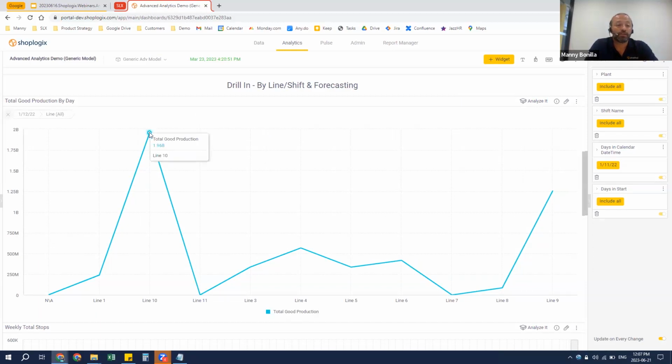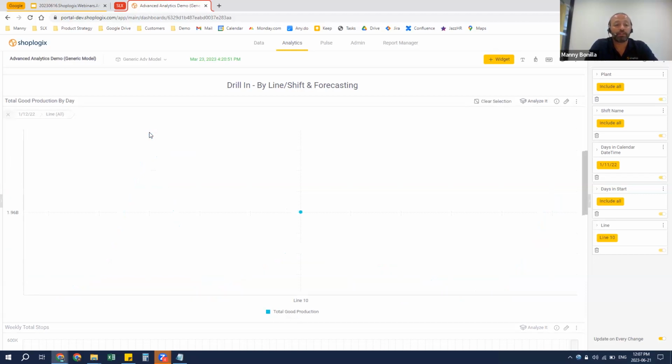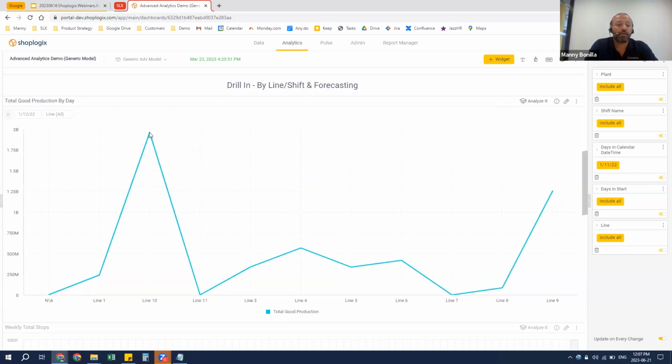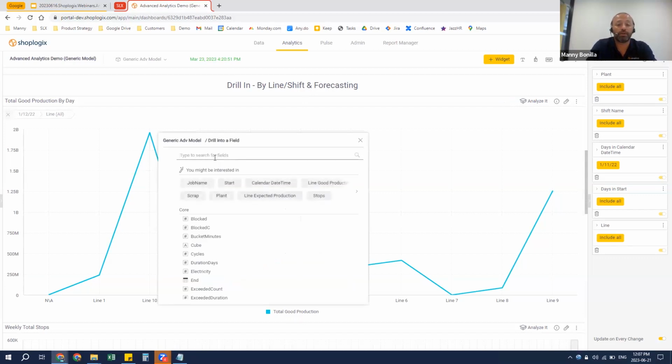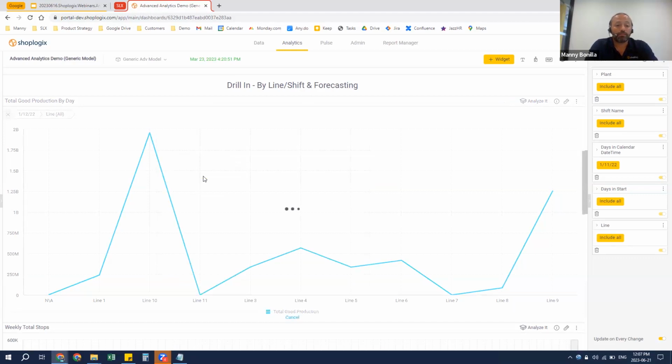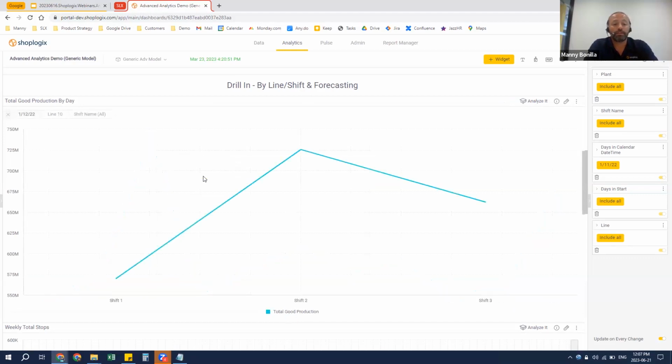And then I could also say, okay, well then what's going on in this production based on line 10? And I will right click there and ask to drill in again. And this time I want to drill in by shift name. And there we go. So we can see that it was definitely shift 2 that drove a very large amount of the production. Shift 1 much lower.